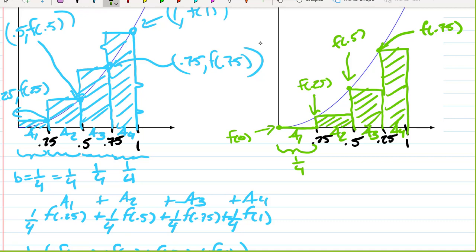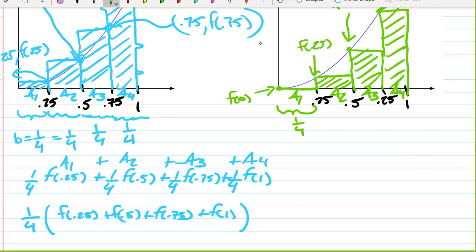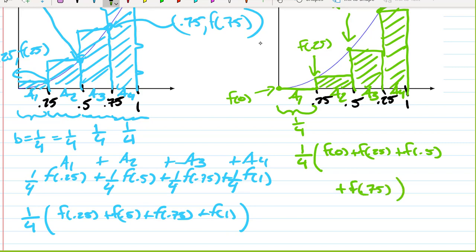And this first rectangle is interesting because f of 0 is going to be 0. So that first rectangle actually has height 0. And it's not really contributing anything to the value or the area underneath the curve. So writing this out, I would have 1/4 times f of 0 plus f of 0.25 plus f of 0.5 plus f of 0.75, closing our parentheses.